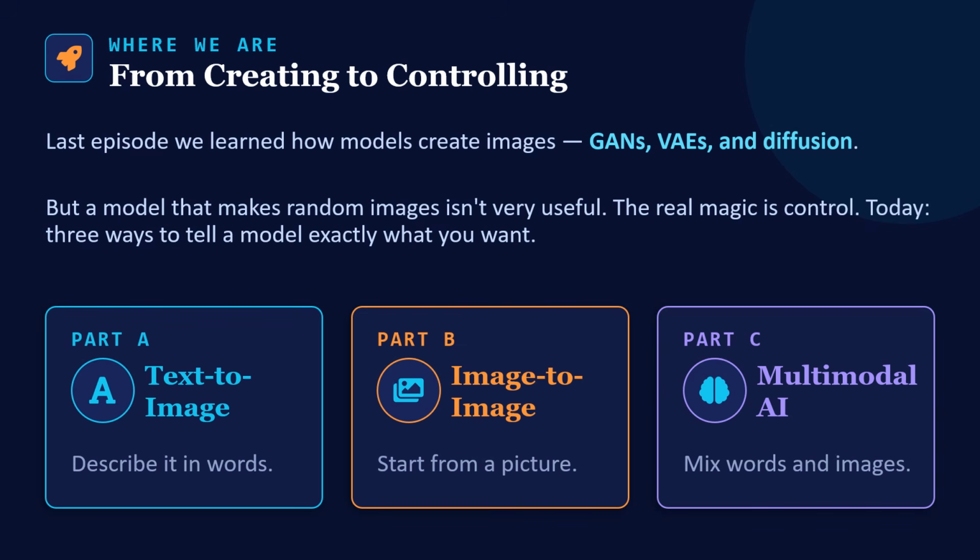Quick recap. Last episode, we saw how models create images: GANs, VAEs, and diffusion. But a model that makes random images is not very useful. The real power is control. You want the picture you have in your head. So today we cover 3 ways to get it. Part A, text to image, describe it in words. Part B, image to image, start from a picture. Part C, multimodal AI, mix words and images together.